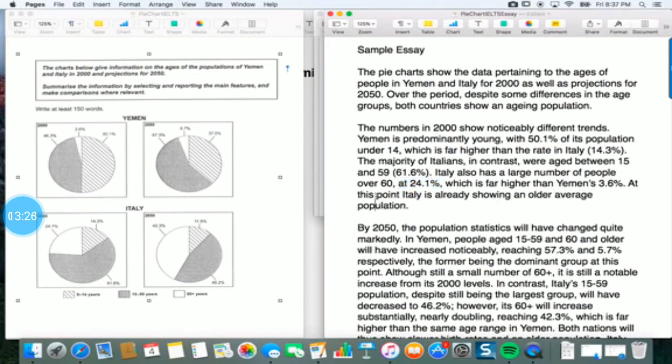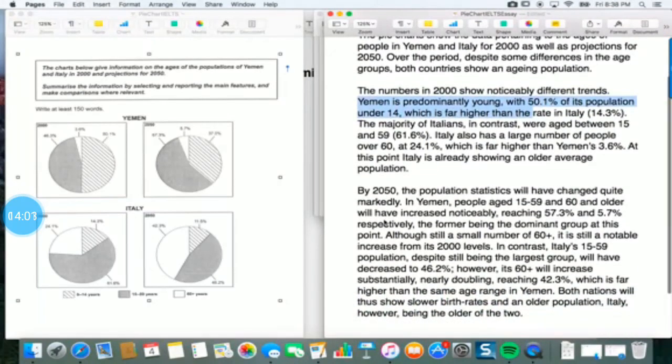At this point, okay, so again, very nice. I make the comparison, and I have trends and data. At this point, Italy is already showing an older than average population, which links back to this first overall. So I've got in this paragraph a clear topic, a clear organizing principle. I have the trend followed by data and comparisons, and then I talk about overall that Italy is already showing an older than average population, which brings me very naturally to this next part.